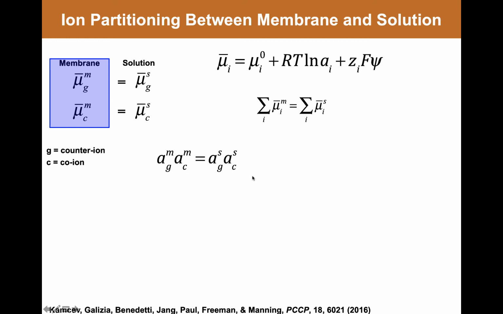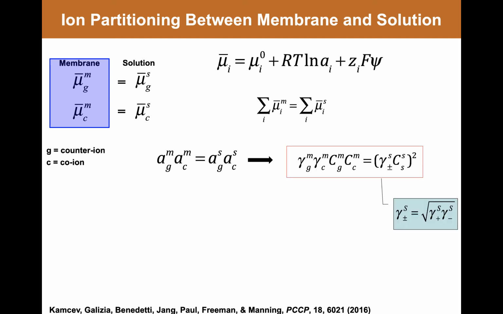Now, as we typically write thermodynamic activities in terms of activity coefficients and concentrations. We do that in uncharged solutions, gases, and solids when we're measuring partitioning between phases, and the same is done here. And so the activity of counterions in the membrane is written as the activity coefficient of counterions in the membrane times the concentration of counterions in the membrane. And likewise for the coions.